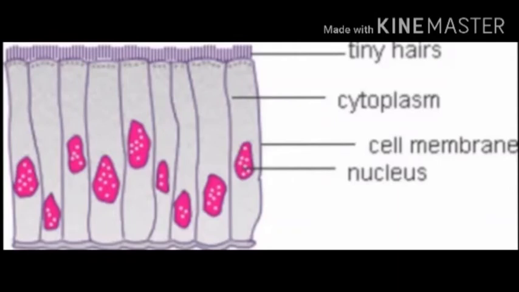You can easily understand this with the help of this figure. In the figure, at the top we see tiny hairs, also known as cilia, and their job is to push the movement. After that there is cytoplasm, then the cell membrane, and then a nucleus. So we can understand that ciliated epithelial tissue is the kind of tissue in which cilia, the tiny hairs, should be there.